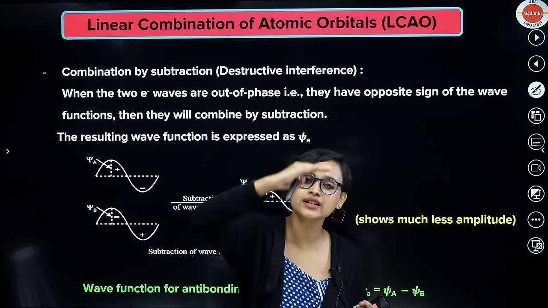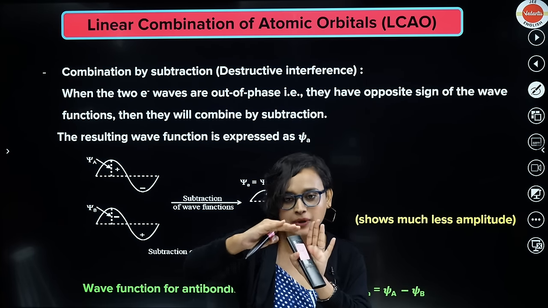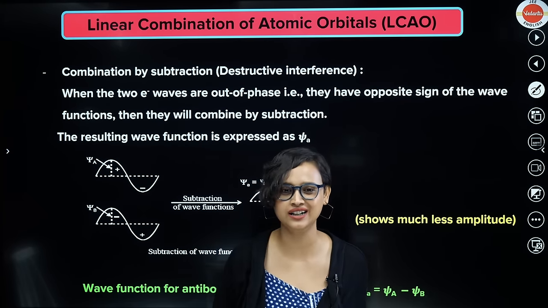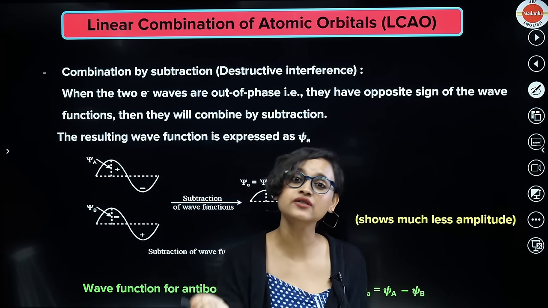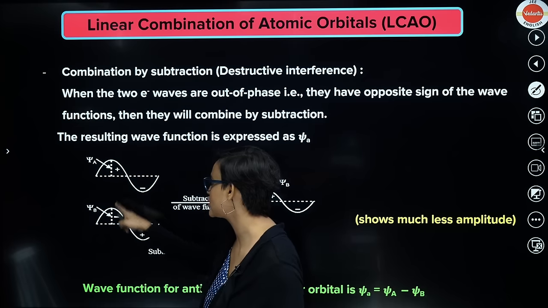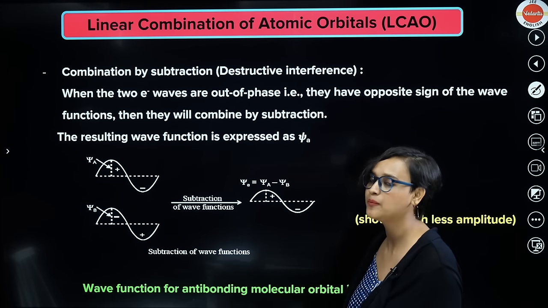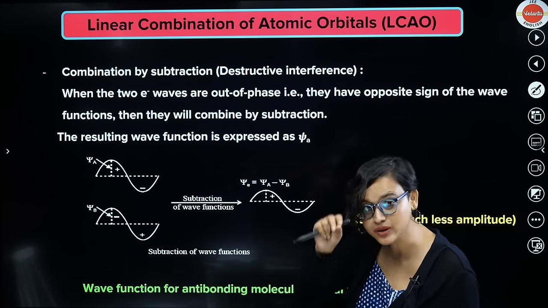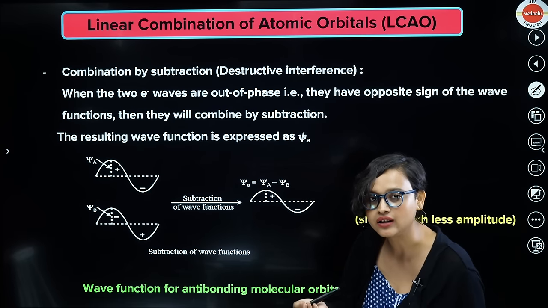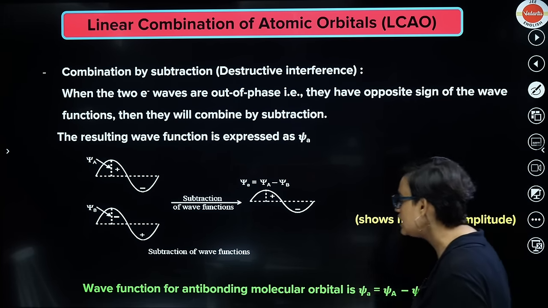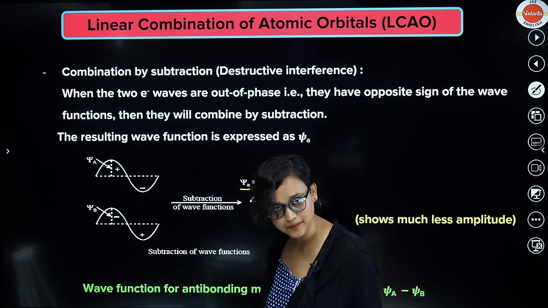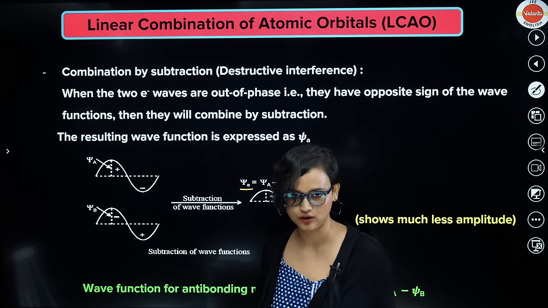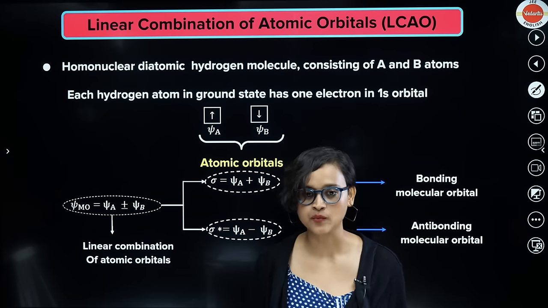Remember what I told you, one of the sea waves is coming and the other one is going. So what will happen? This one wants to come here, this one is pushing it away. So the wave becomes smaller. Now imagine if it is out of phase, one is positive, one is negative. Together they will reduce the amplitude further. The size of the wave, the maximum distance of the wave, will be reduced here. It shows much less amplitude. So let's call this psi A minus psi B. This is out of phase.